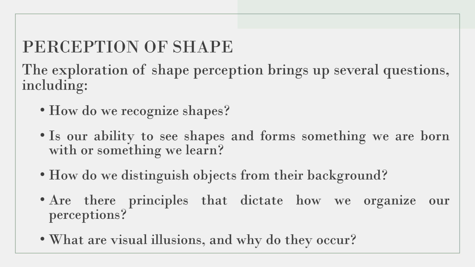Perception of shape. There are several questions regarding perception of shape in terms of psychology, like how do we recognize shapes? Is our ability to see shapes and form something we are born with or something we learn afterwards? How do we distinguish objects from their background? Are there principles that dictate how we organize our perception? What are visual hallucinations and why do they occur?